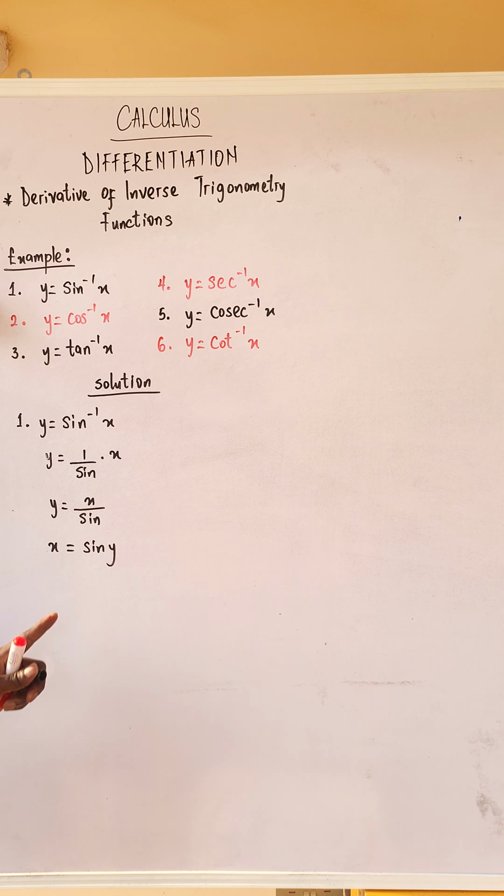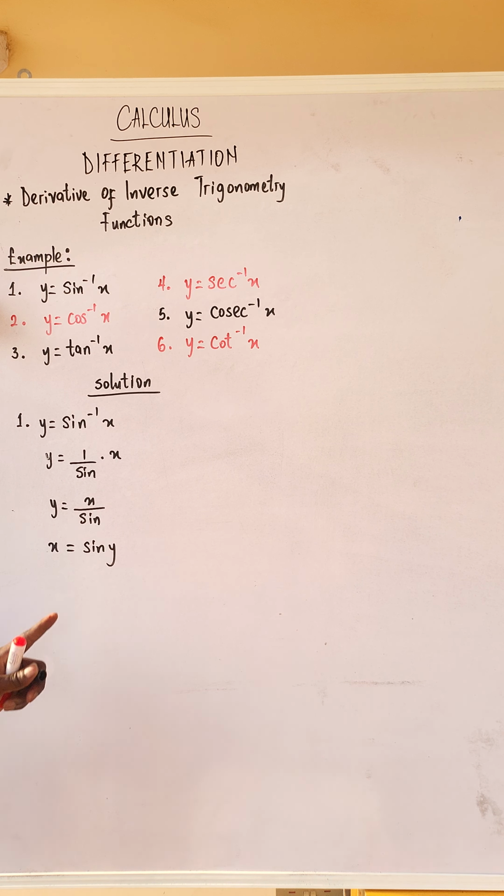Now let's differentiate this. I'm differentiating x with respect to y. So I'll call it dx dy. Now, when I differentiate sine y, what do I have? I have cos y. When I differentiate sine y, I have cos y, right? Sure, you understand?